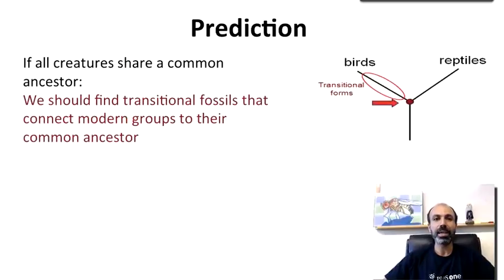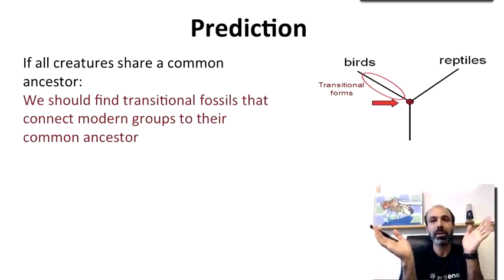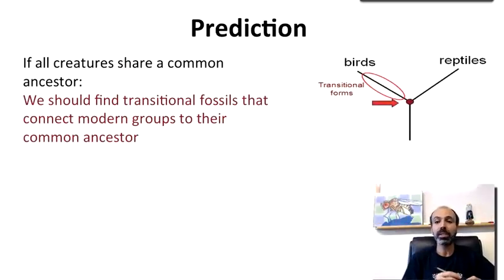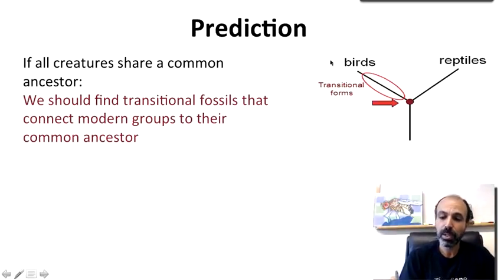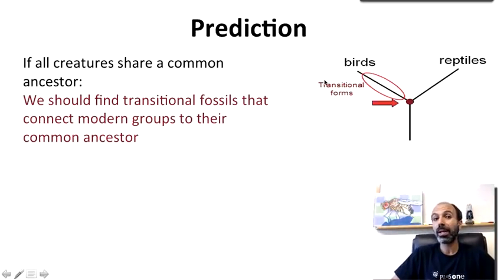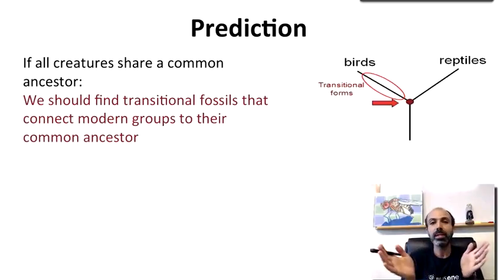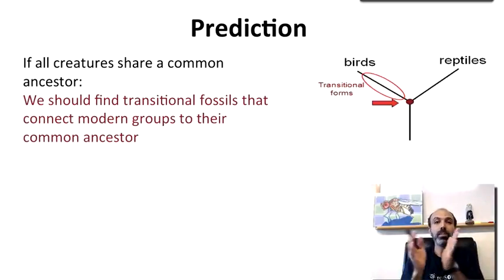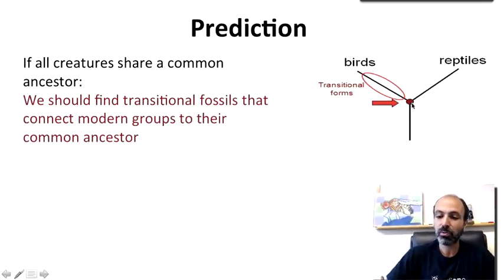Another prediction we have is that if all creatures share a common ancestor, we should see transitional fossils, things that connect modern groups together. Now, one case which would be very interesting in this context is the case of birds. Birds are actually glorified reptiles. If you look at how birds are related to all the animals, birds are actually nested within reptiles. So there are some reptiles that are actually more closely related to birds than they are to other reptiles. So what we should see then is some sort of transition from this ancient reptile, which would have some characteristics of modern reptiles, to the modern birds.